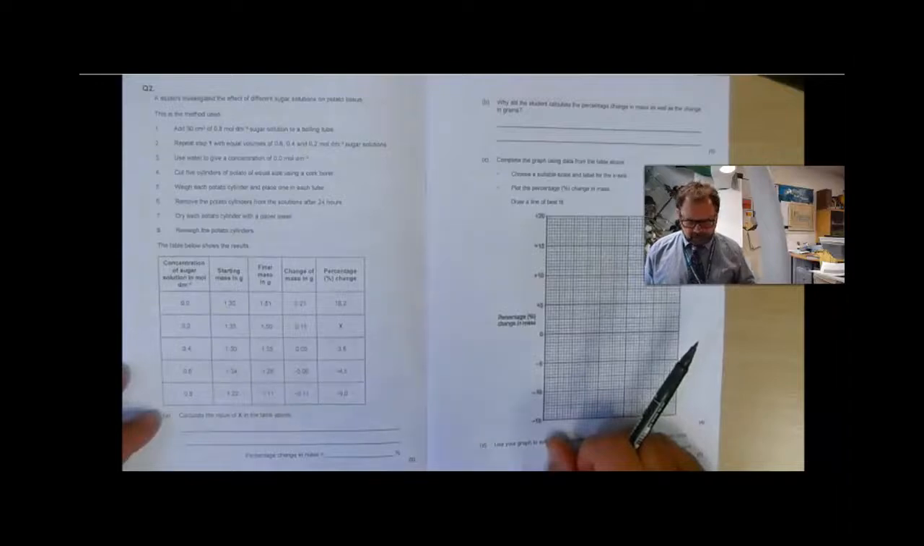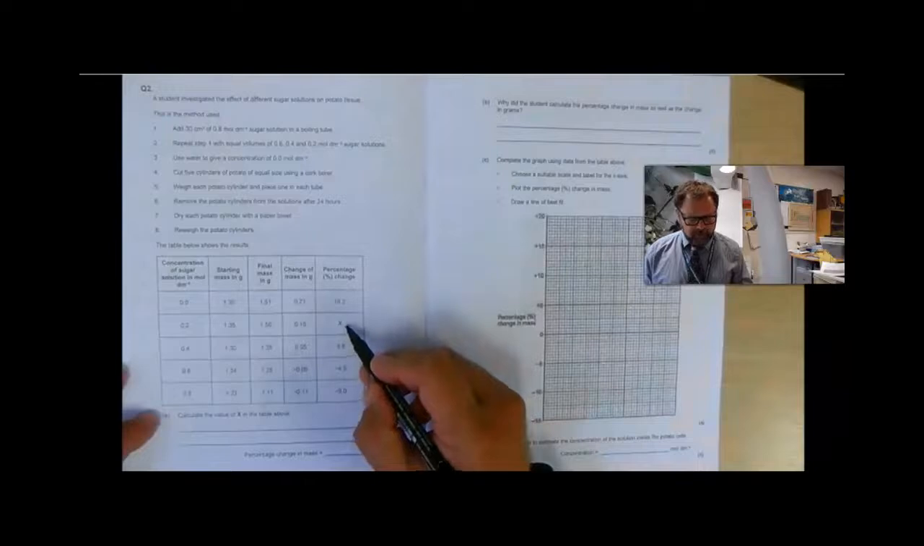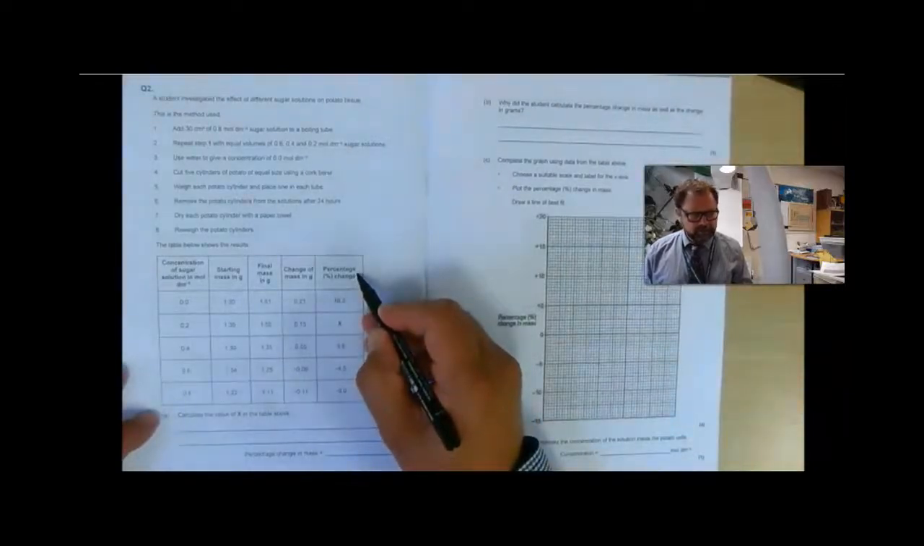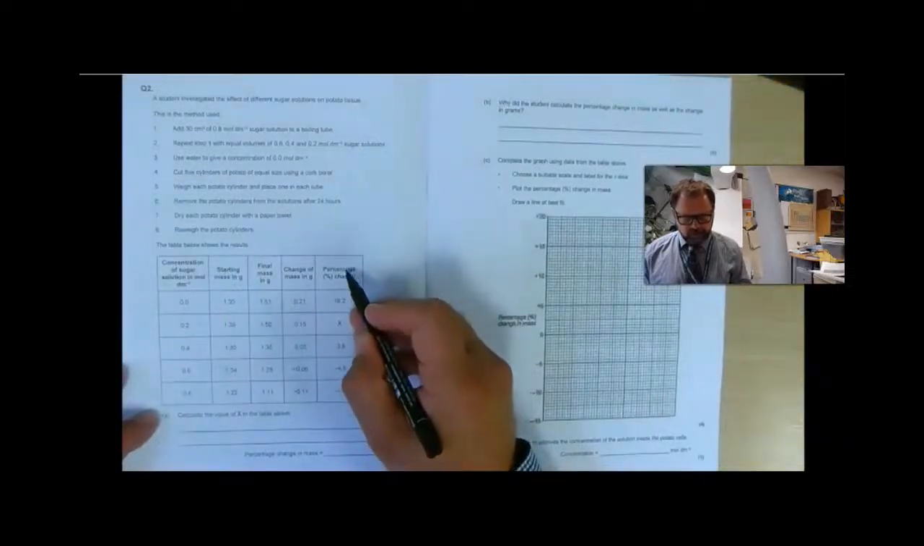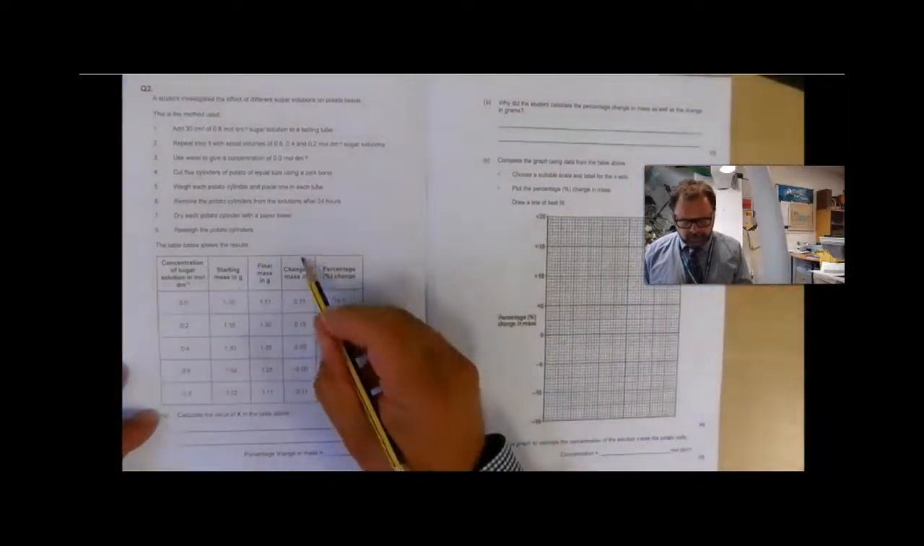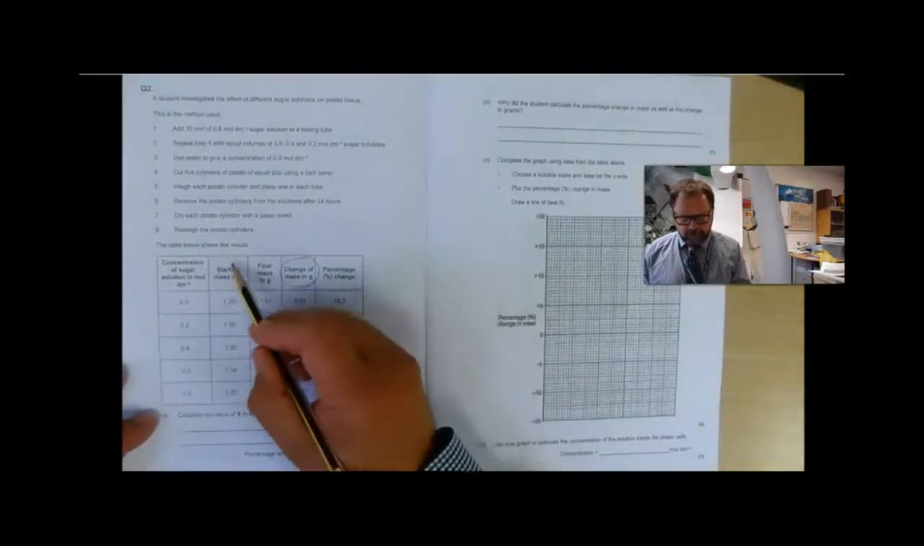So the question says calculate the value of x in the table above. I'm looking to calculate this number here. I'm seeing that it is the percentage change, and the percentage change calculation would be how much does the mass change by compared to where it was at the start.